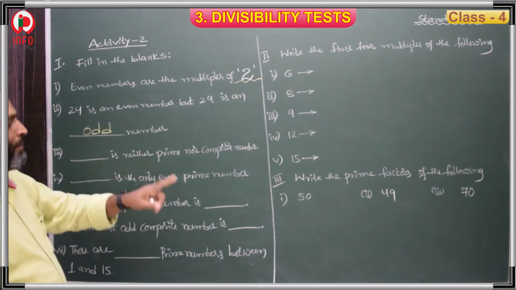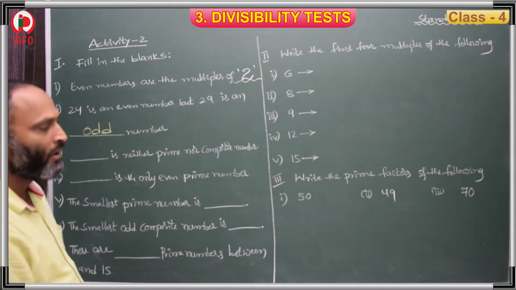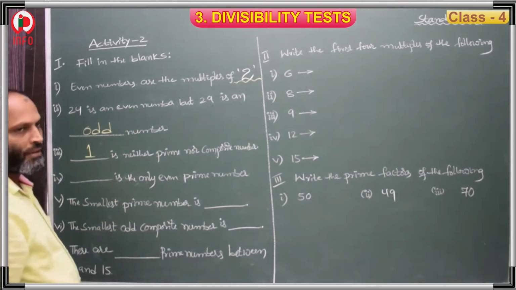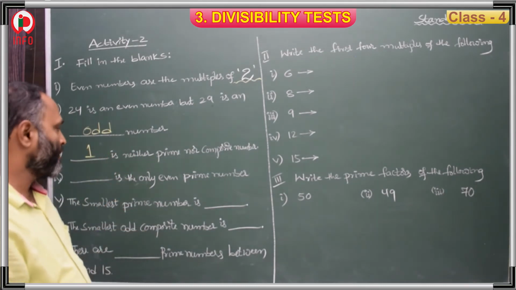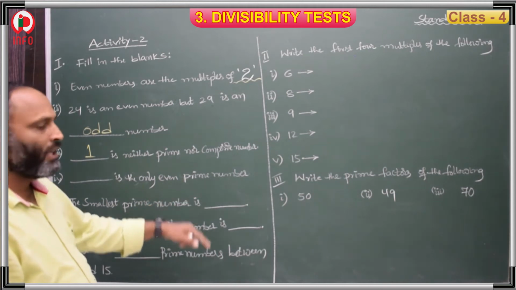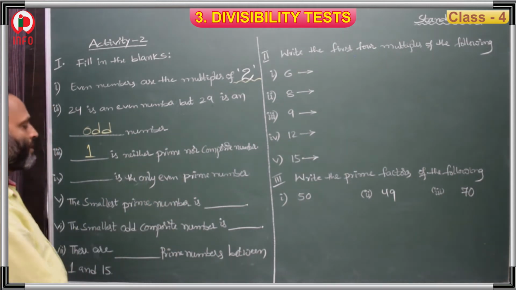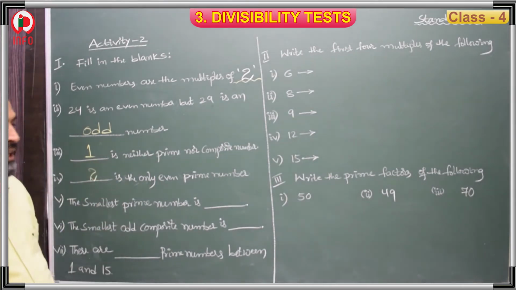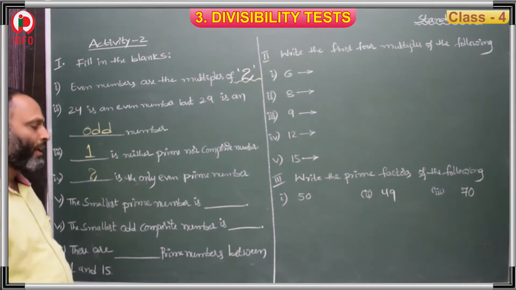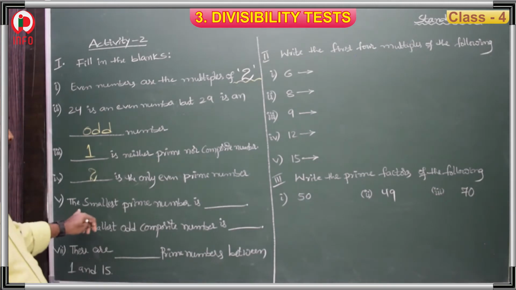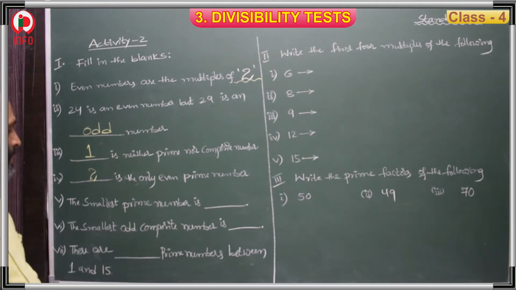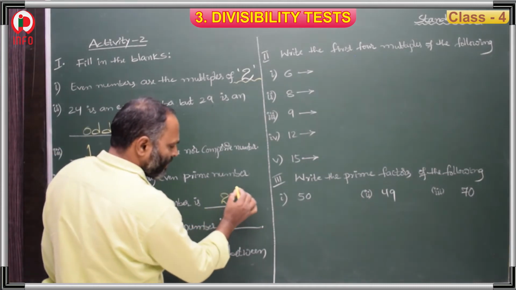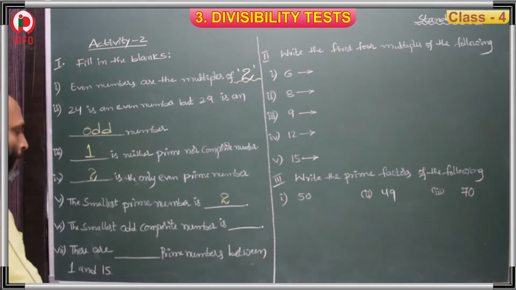1 is neither prime nor composite. Already we told this. Dash is the only even prime number. This also we discussed. 2 is the only even prime number. The smallest prime number is 2.